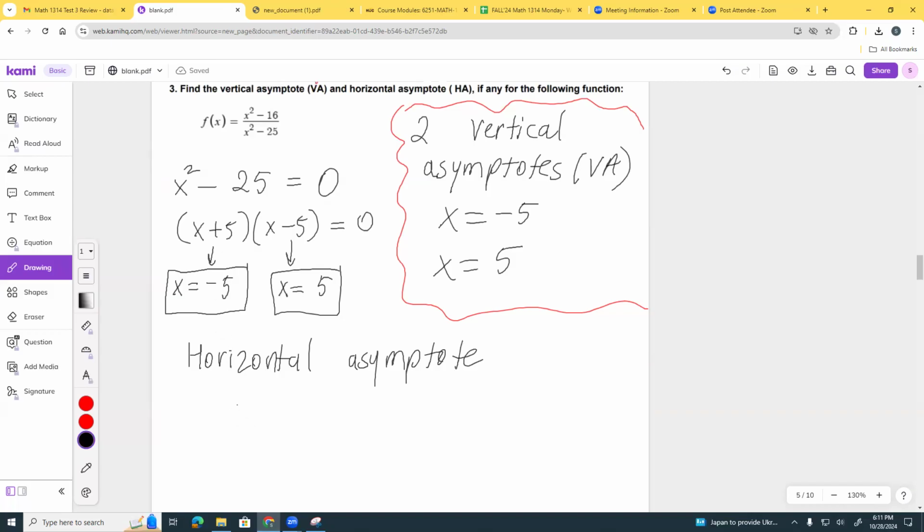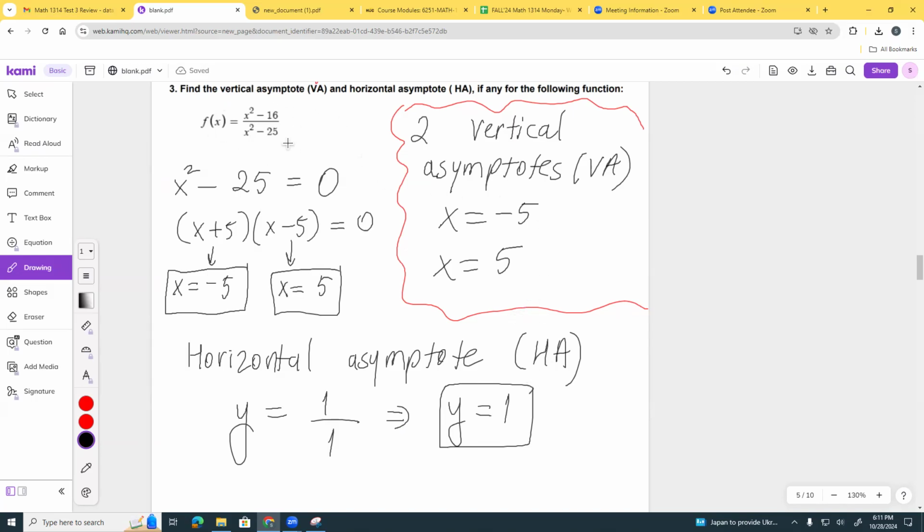Horizontal asymptotes always start with y. Since we have 1x squared at the top and 1x squared at the bottom, the horizontal asymptote for this question will be y equals 1. So this question has only one horizontal asymptote, which is y equals 1. This is how we're going to find the answer to this question on the test.